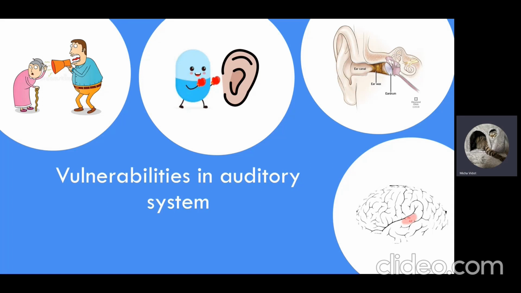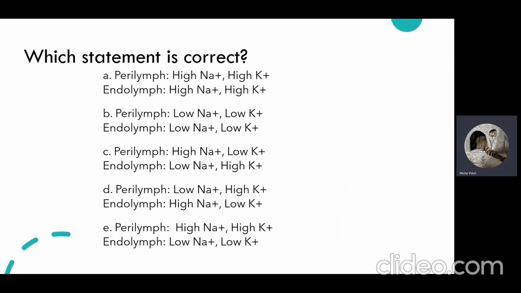Okay, so which statement is correct? We have A, Perilymph has high sodium and high potassium, and so does endolymph. B, both have low sodium and low potassium. C, Perilymph has high sodium, low potassium, and endolymph has low sodium, high potassium. D, Perilymph has low sodium, high potassium, endolymph has high potassium, low sodium. Or E, Perilymph has high sodium, high potassium, and endolymph has low sodium and potassium. And the answer is C.